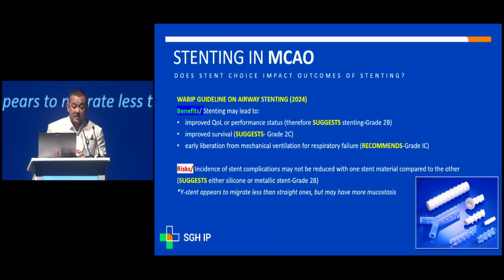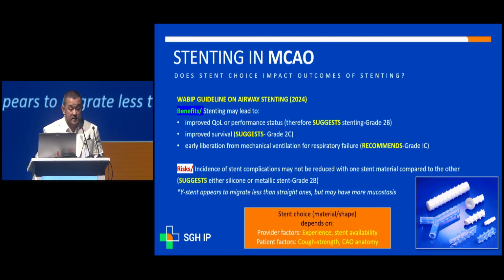But I think it's a very complex question, so it takes into account a lot of factors. It's a case-by-case basis, in my opinion. And in terms of risk, the incidence of stent complications appears to be similar from the literature, although we know that the wide stent appears to migrate less than the straight ones, but because of the greater area of coverage, they may have more mucostasis.